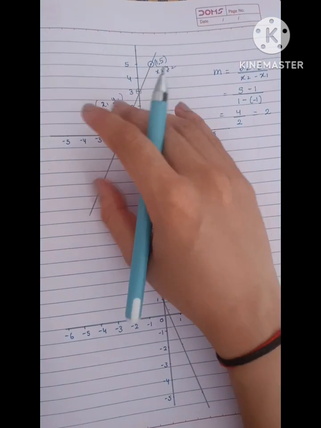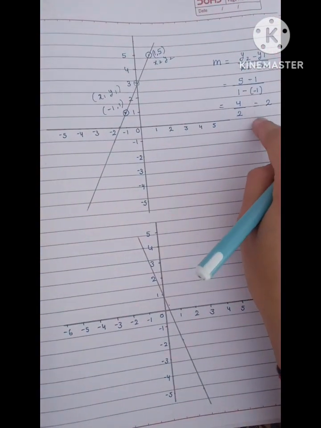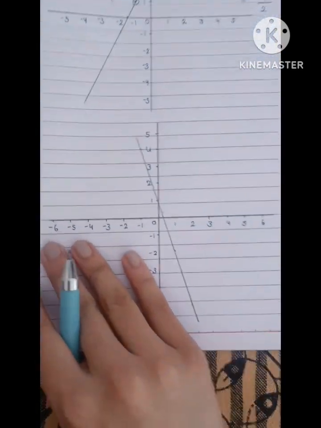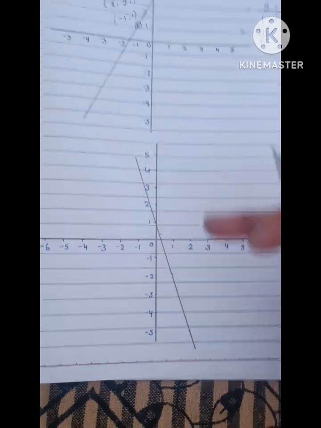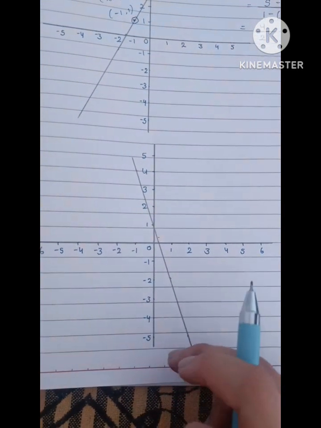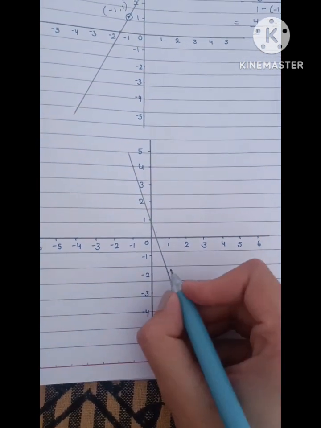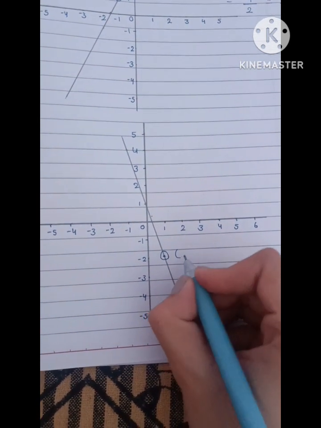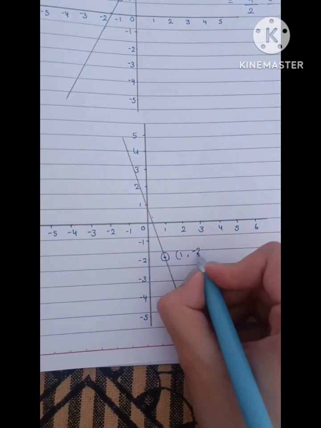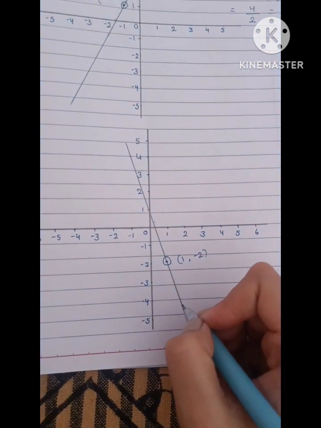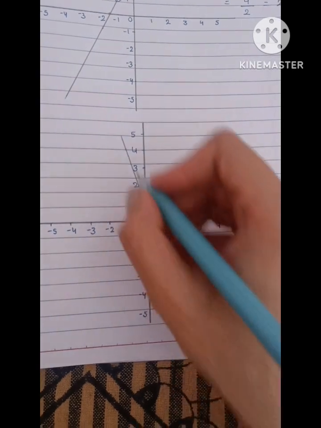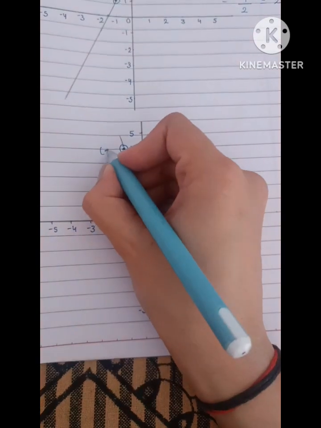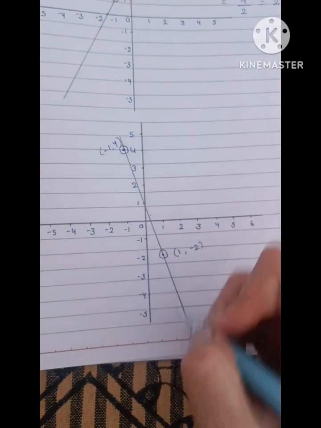You can try it with any other 2 points as well. You will get the same answer. Okay. Now let's look at the next line, which is this. Now again we can take any 2 points lying on the line. So let's take this point, and the coordinates of this point are 1, minus 2. And we can take another point. Let's take this point, and the coordinates of this point are minus 1 and 4.